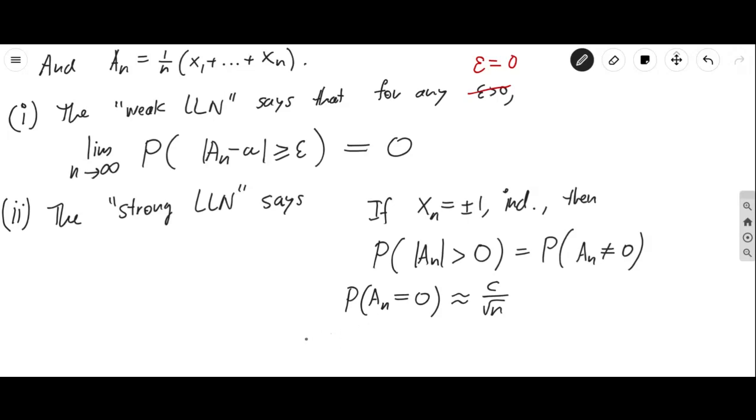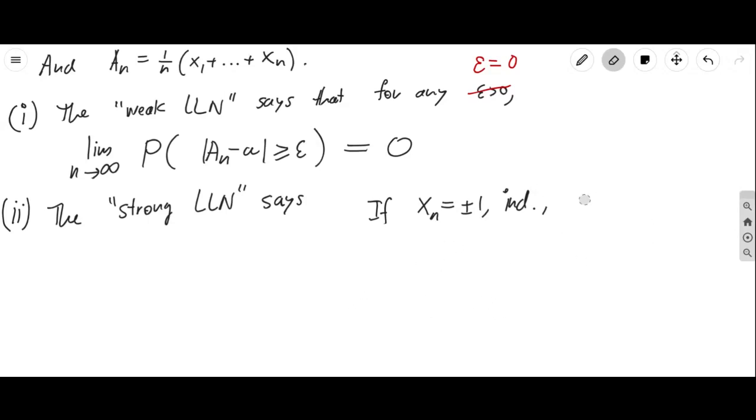The important point here is that the probability that An is not equal to 0 would therefore be approximately equal to the complement of that, 1 minus c over the square root of n. And in the limit, as n goes to infinity, the limit of that is going to be 1. It's not going to be 0. So you cannot just set epsilon equal to 0, calculate the probability, and then take the limit. Because usually what's going to happen is it's going to converge to 1 in many cases. Not always, but in this particular case, it will converge to 1. So something is wrong when you just set epsilon equal to 0.